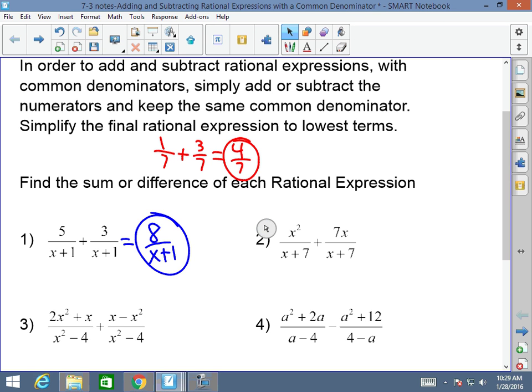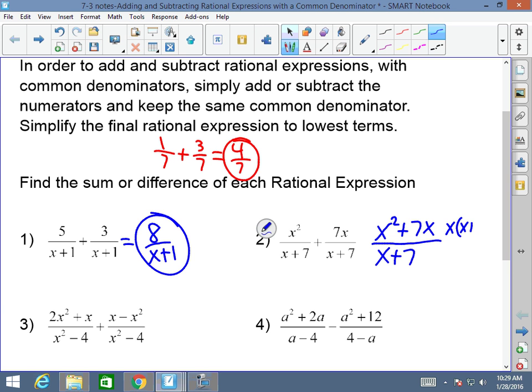Number 2. I've got x squared over x plus 7 plus 7x over x plus 7. So x squared plus 7x over x plus 7. Now, I always have to simplify my rational expressions. But Mr. Morrow, you didn't simplify the first one. No, because I couldn't simplify 8 over x plus 1. However, I can simplify this one because I can factor out an x from my numerator, leaving me with x times x plus 7 divided by x plus 7.